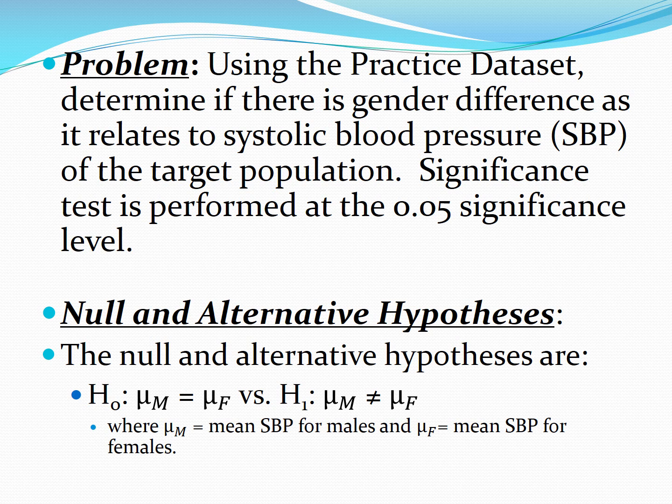The null and alternative hypotheses. The null and alternative hypotheses are as follows. The null states that mu sub m is equal to mu sub f, and the alternative states that mu sub m is not equal to mu sub f, where mu sub m is the mean systolic blood pressure for males, and mu sub f is the mean systolic blood pressure for females.